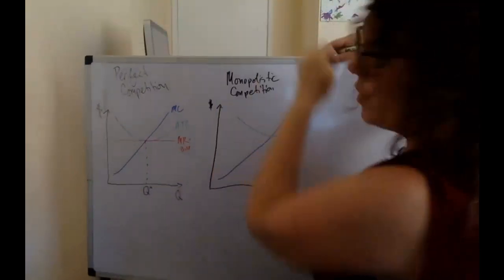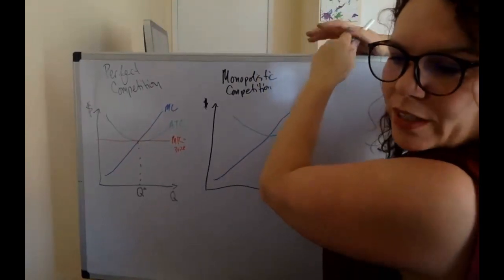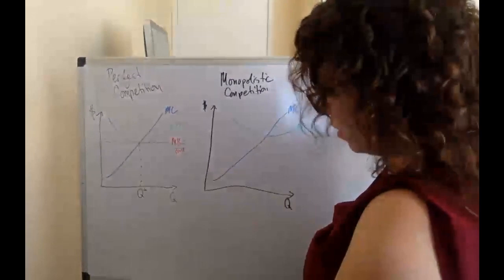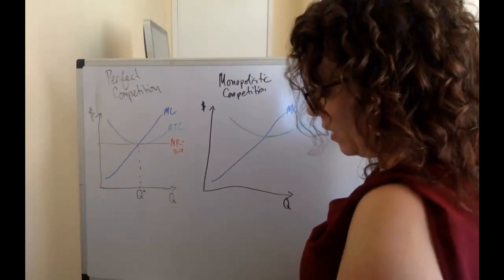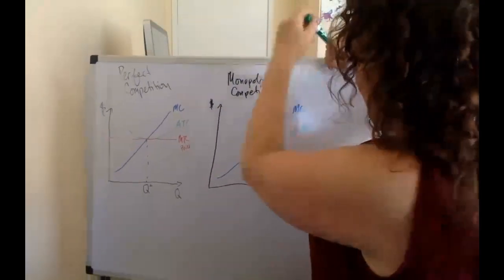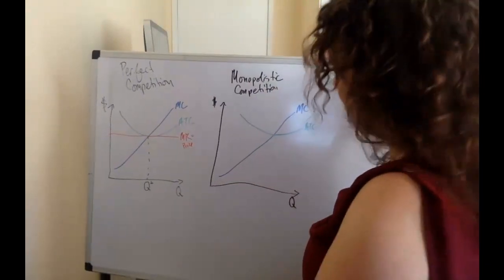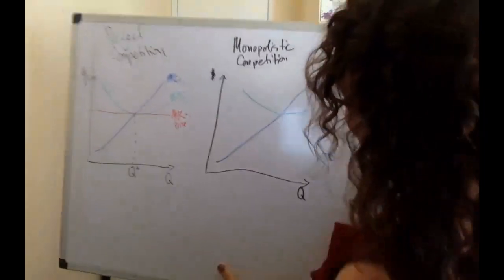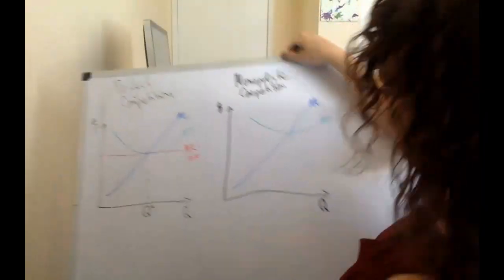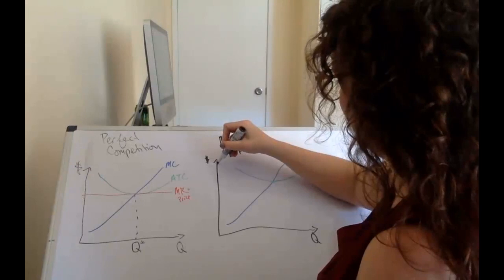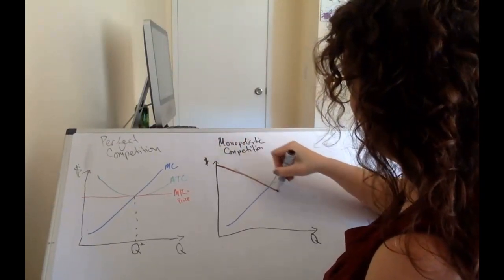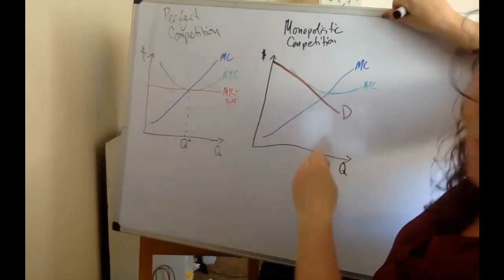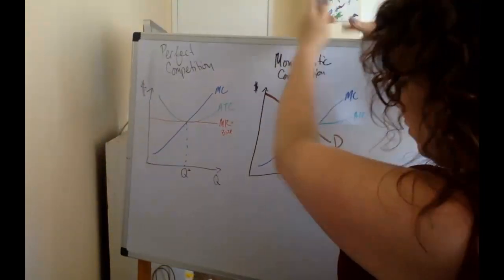But in monopolistic competition, we are going to see that because they're able to differentiate products, they're going to see the market demand curve. I'm going to draw that in, let's see, brown. And then their marginal revenue is going to be based on that downward sloping demand curve.